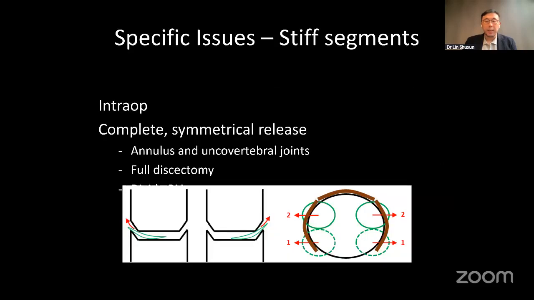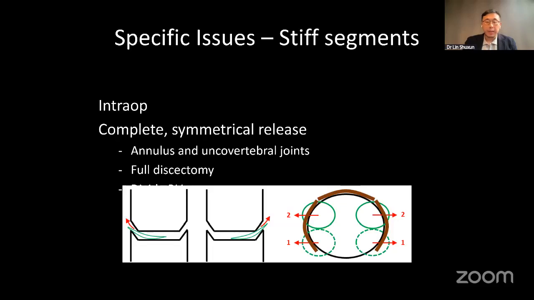The sequence we recommend is first the annulus and uncovertebral joints using an ultracut, which is a sharp, flat curette, as you can see here, shaped like a green ellipse in the diagram on the coronal view of the spine on the left. This is done from anterior to posterior, like in the diagram on the right, from superficial to deep as steps 1, then 2. Following that is a full discectomy, then finally dividing the PLL posteriorly, giving a full 360 release to remobilize.